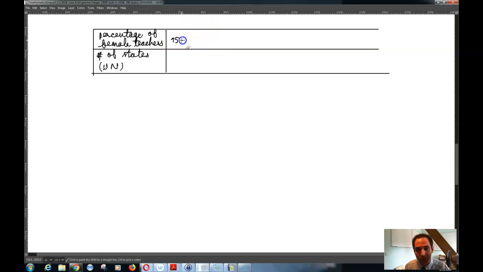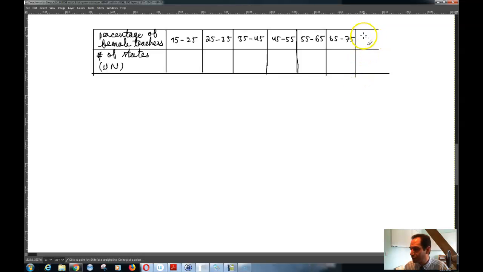For example, 15 to 25, then we have 25 to 35. 15 to 25 is 10. Then you have 35 to 45, then you have 45 to 55, then you have 55 to 65, then you have 65 to 75, and then you have 75 to 85.